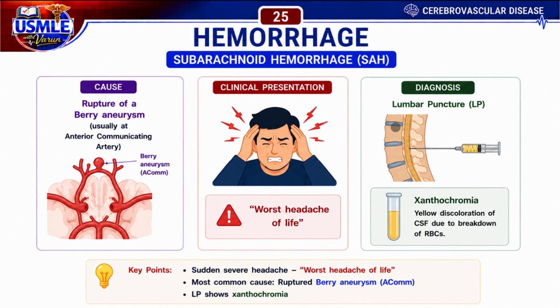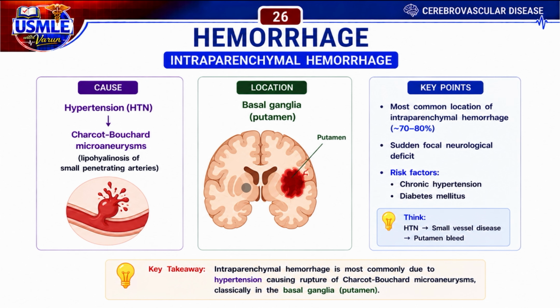Diagnosis can be done using lumbar puncture, which shows xanthochromia, which is just yellowish discoloration of cerebrospinal fluid due to breakdown of the RBCs. Lumbar puncture shows xanthochromia, and the patient calls it the worst headache of life.